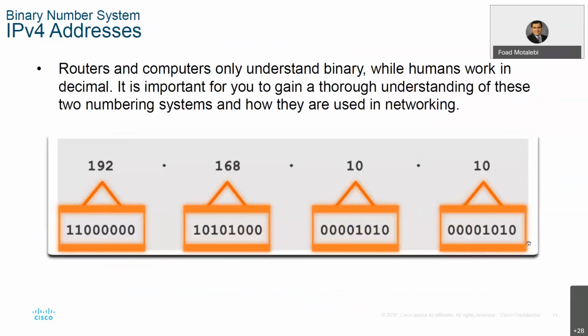So routers and computers only understand binary, but we understand decimal. That is why our IP address is given in decimal format. Otherwise, computers, routers, switches, firewalls, they only understand binary.